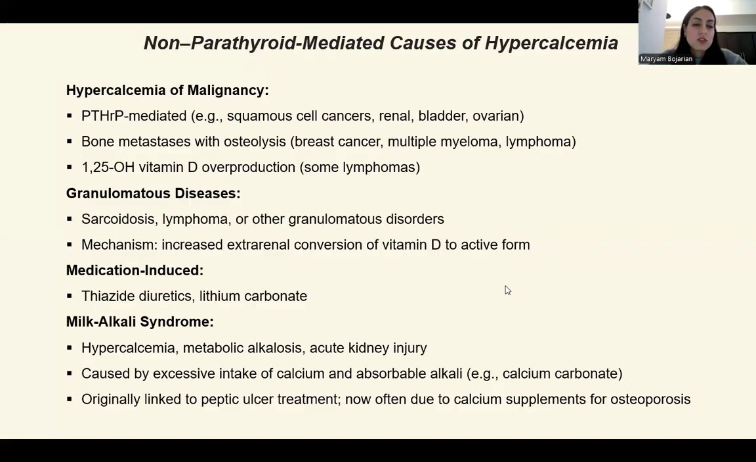In the past, they used to treat peptic ulcers with milk, and milk has calcium, so at that time patients could develop milk-alkali syndrome. That's why they call it milk. Milk is part of the syndrome. That's why they call it milk-alkali syndrome.